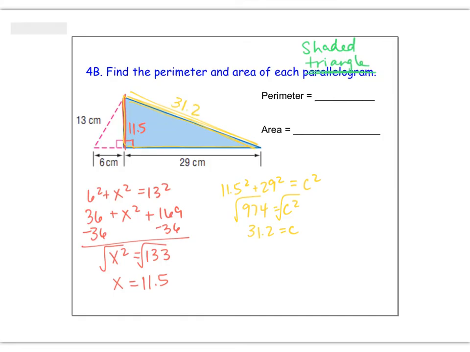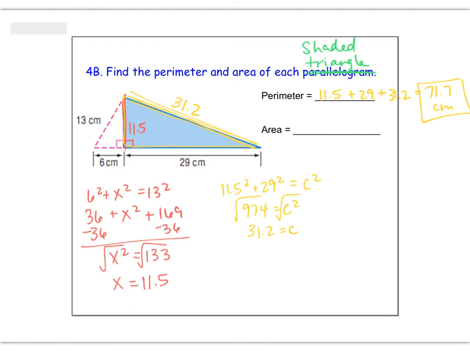Now we can find the perimeter. So the perimeter of the shaded triangle is going to be 11.5 plus 29 plus 31.2. And when you add all of that up, you get 71.7 centimeters.